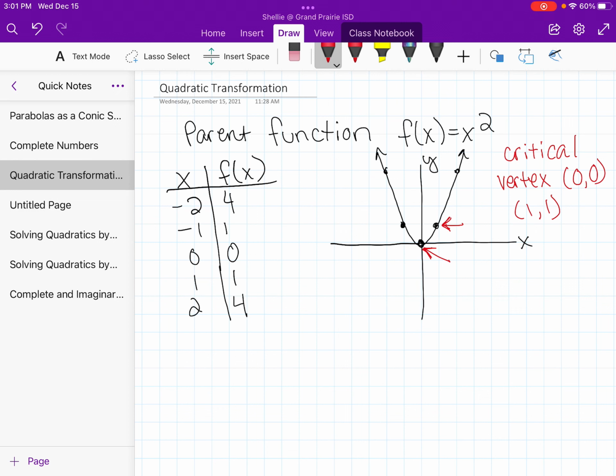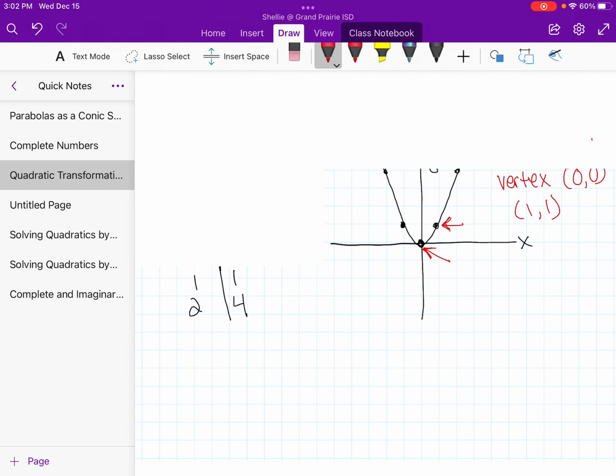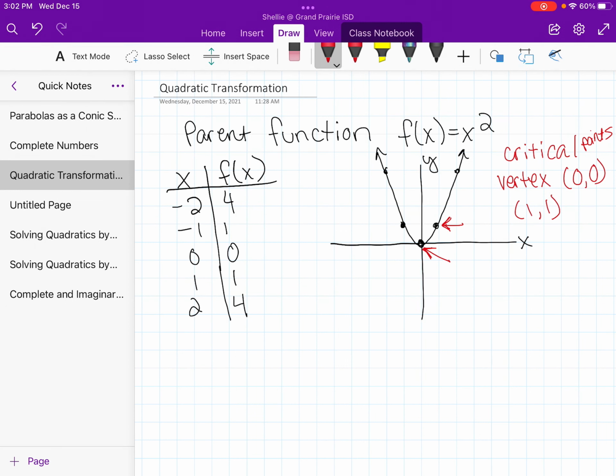We also want to note critical points. Sorry, I should have written the word points. And then we also want to notate that this opens up. So this is going to be an upward opening parabola. Now that's the parent function.